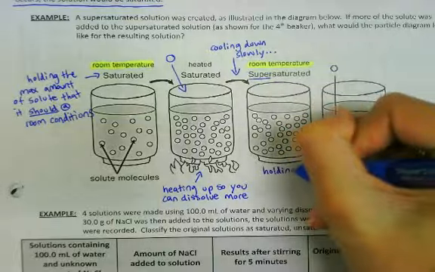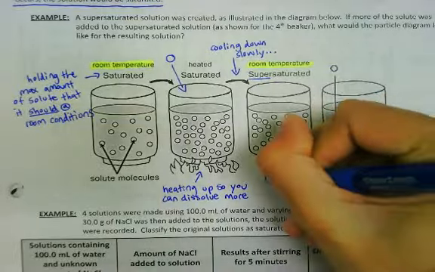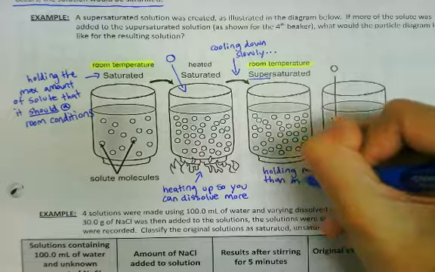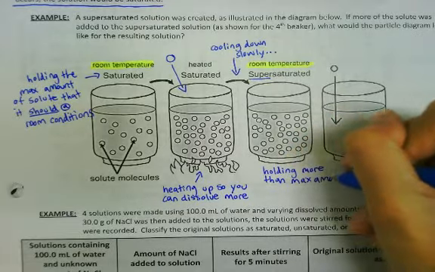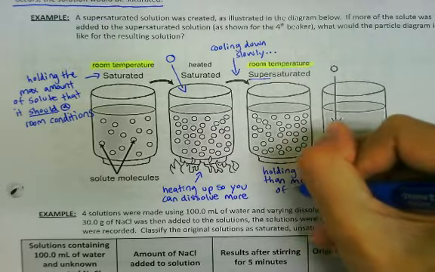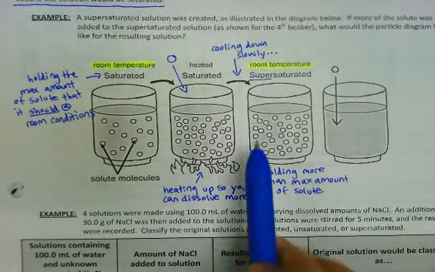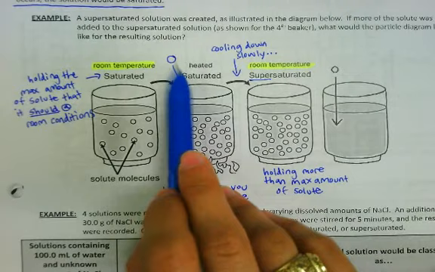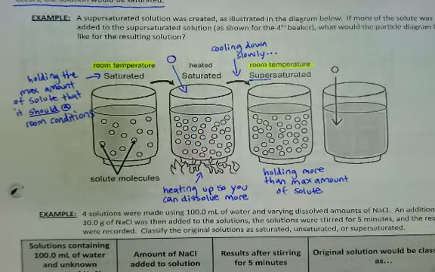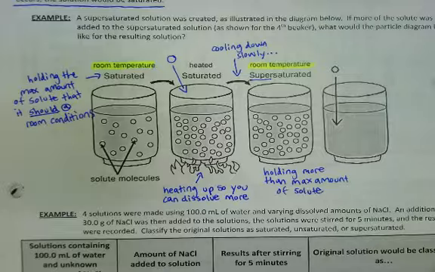This solution is holding more than the max amount of solute. The only reason this is holding more than the max amount of solute is because we heated it up, added more solute, and then cooled it down very, very slowly. That is how you make a supersaturated solution.